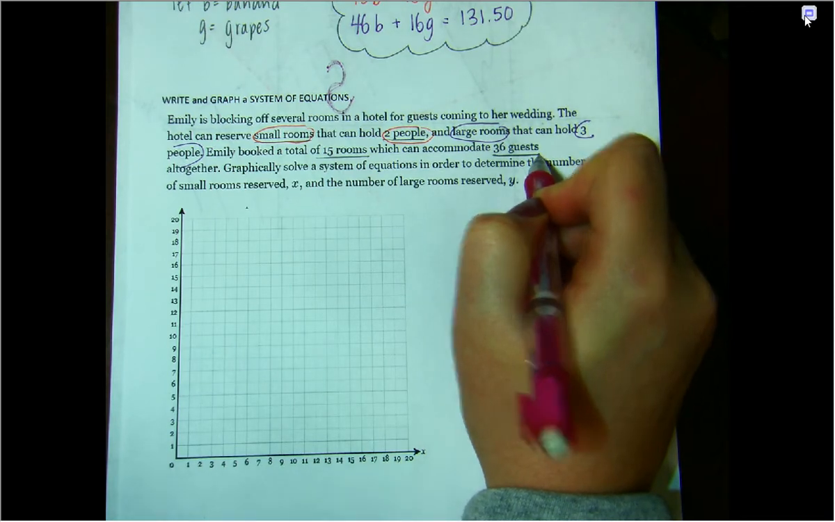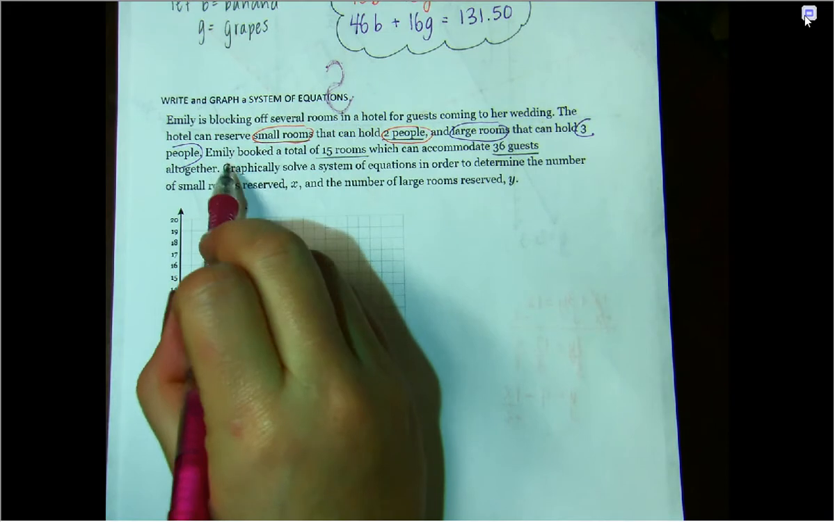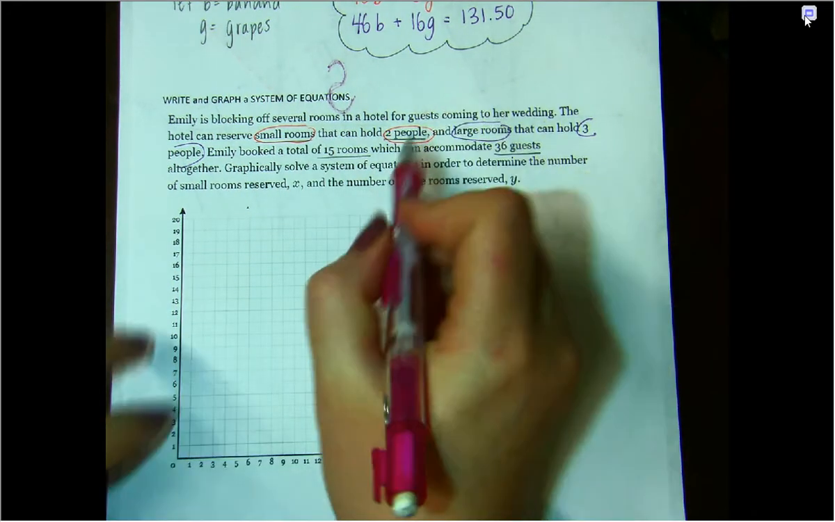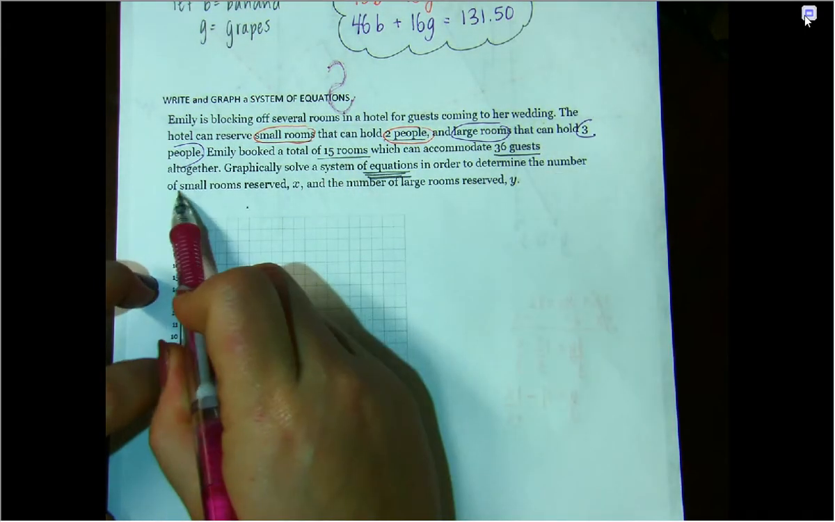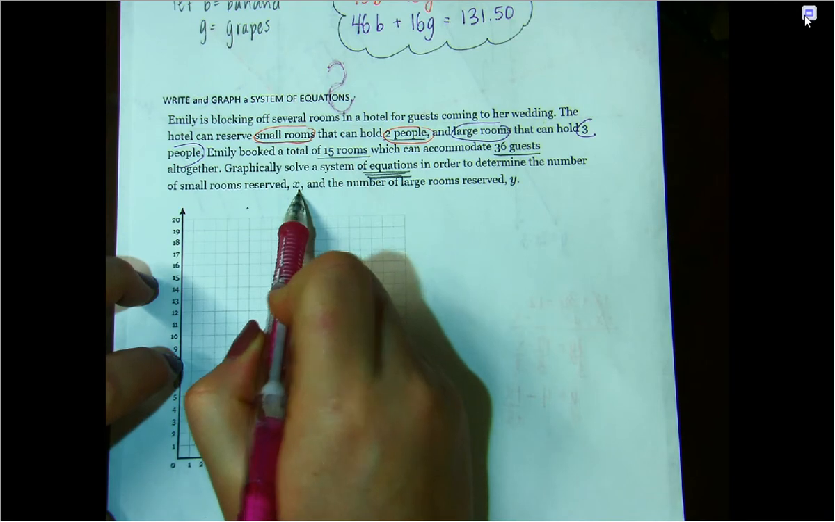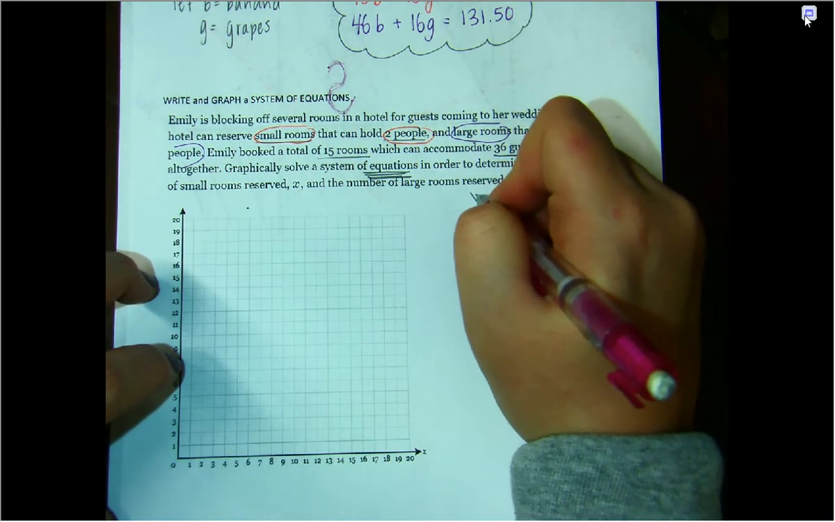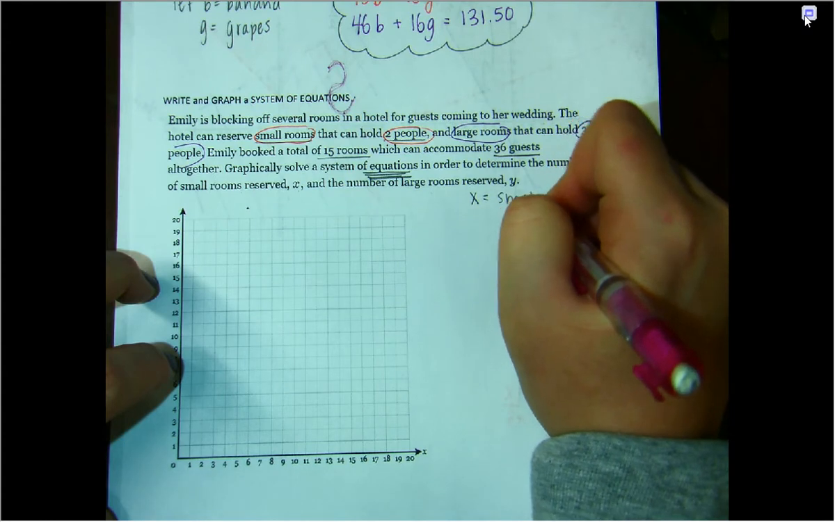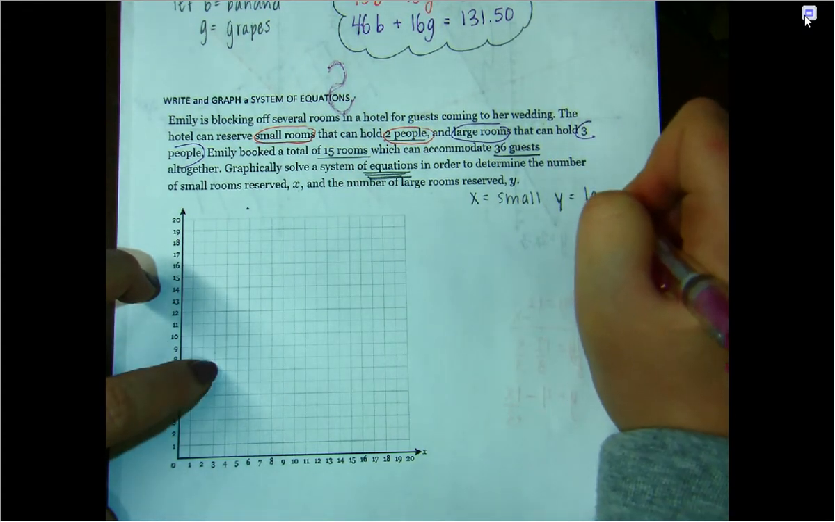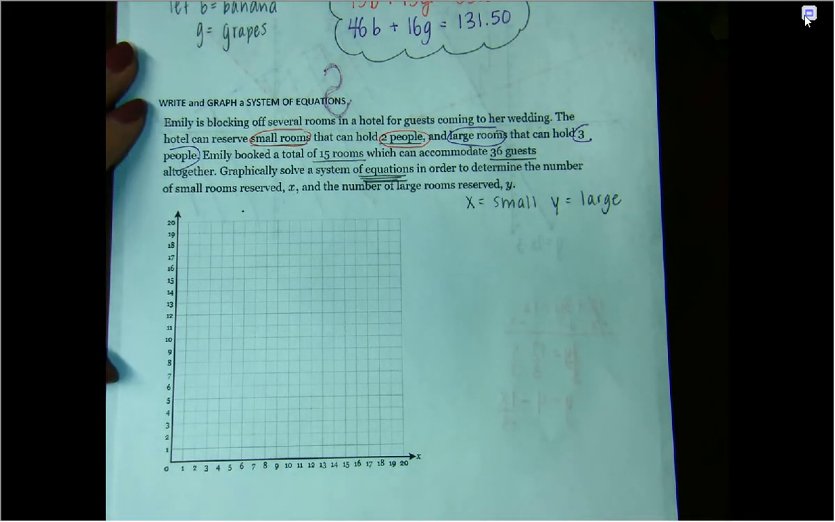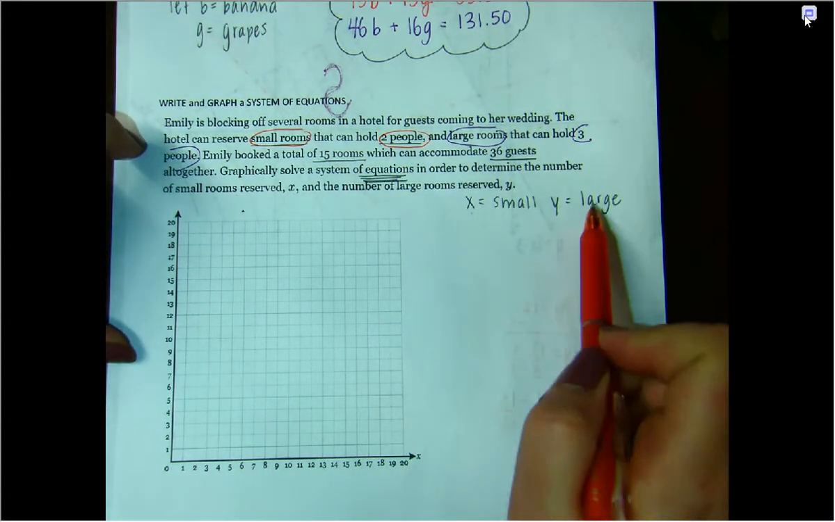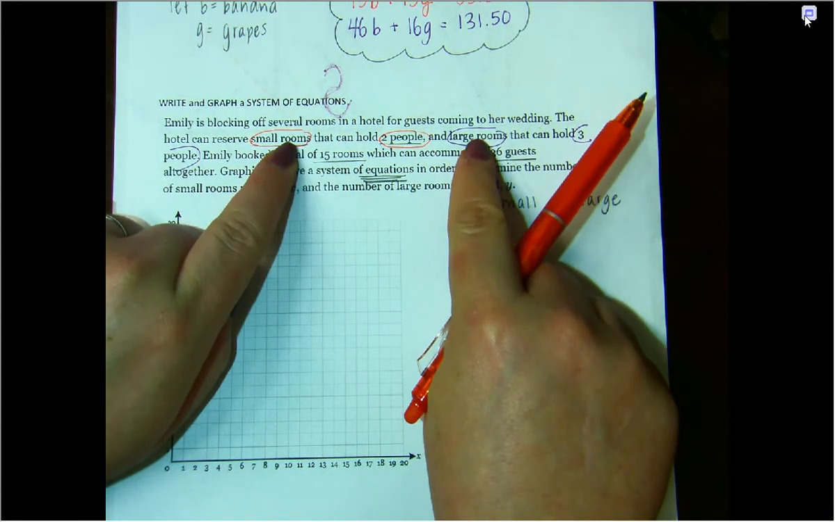Okay. Alrighty, so what I want to do here is graphically solve a system of equations. So that means I'm going to have equal signs in order to determine the number of small rooms reserved, X, and large rooms reserved, Y. So X is going to equal our small rooms, and Y is going to equal our large rooms. Okay. Well, this one's a little different here because notice big deal with systems is we're going to have to stay consistent, alrighty? So I have small rooms and large rooms.